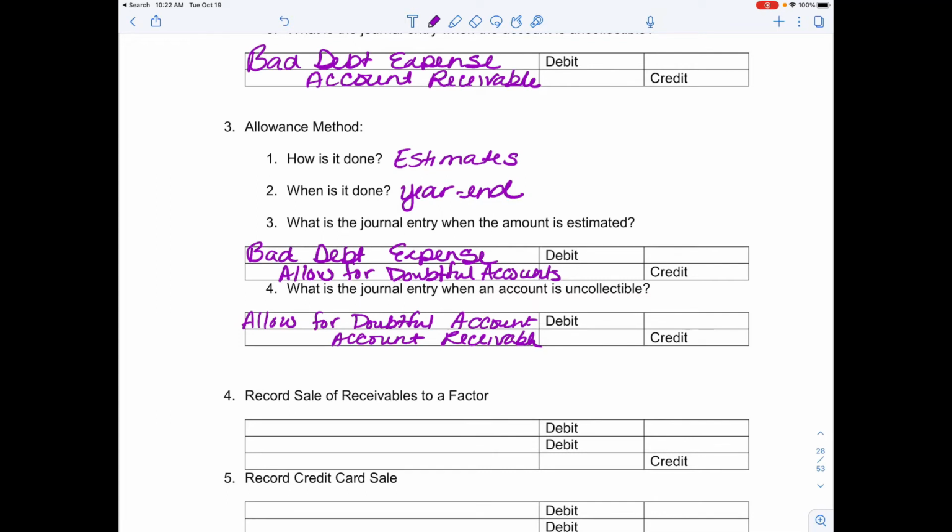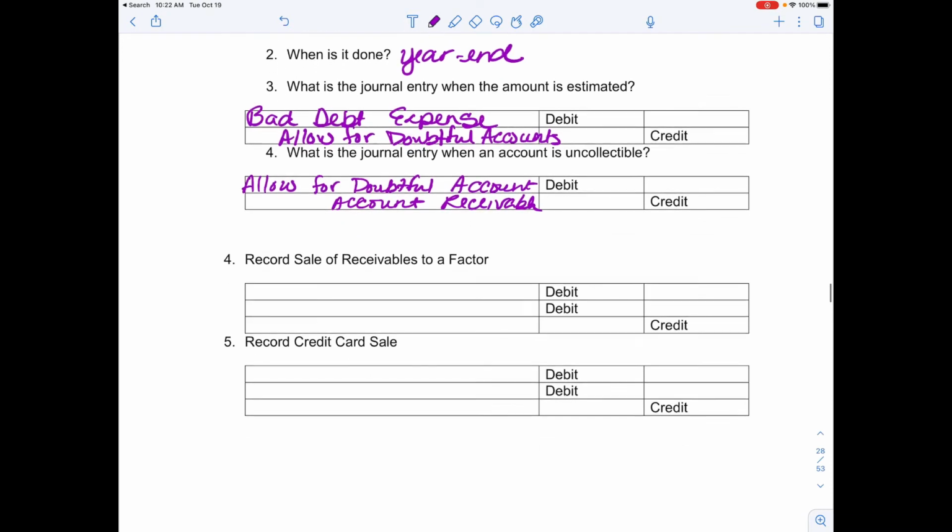So hopefully that's not too difficult to understand. Depending on what method they use, they're going to give you a percentage or tell you how much is not going to be collected, and that's the amount that we're going to write off.